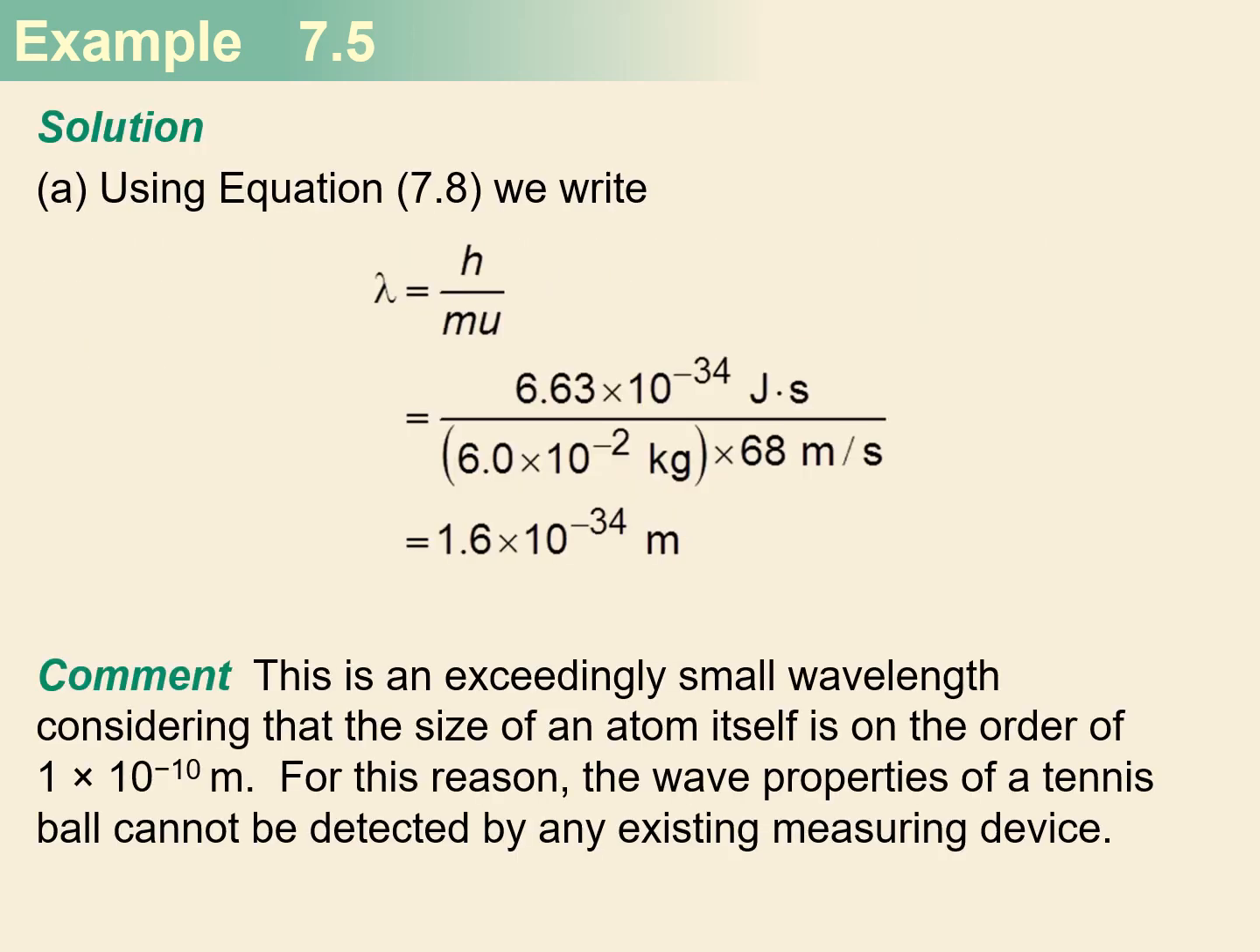We can plug the numbers in using the de Broglie formula, lambda equals Planck's constant over mass times velocity. And when we do, we're going to get 1.6 times 10 to the negative 34 meters. This is a very, very tiny wavelength. In fact, it's so tiny that it is a wavelength that cannot actually be detected by any existing measuring device.